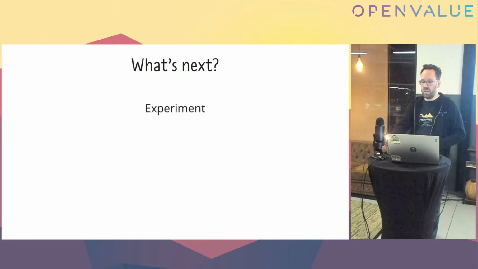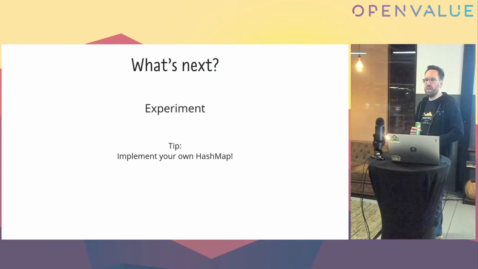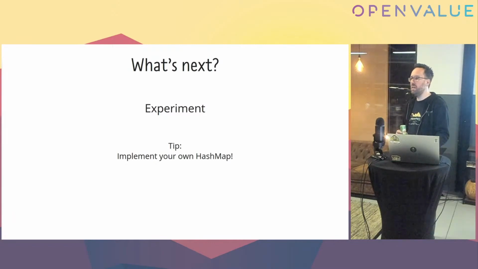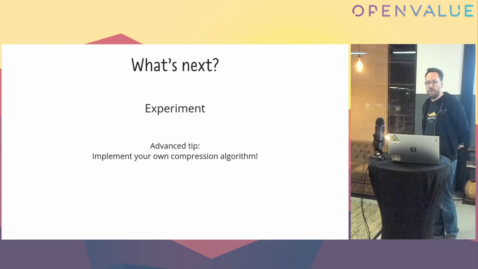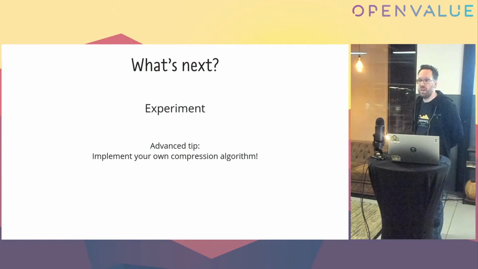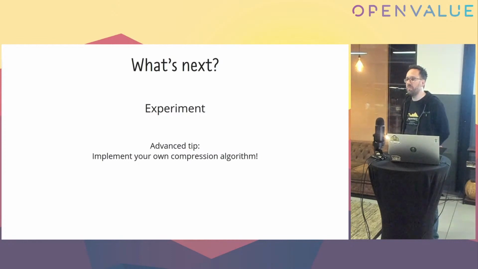Another thing you can do is actually experiment. So one thing I did during my studies is implement my own hash map. Because I was using a language that didn't have one and I needed one, so I implemented my own. And that was actually a fun thing to do. What language was that? Sorry? What language was that? That was Delphi. Or you can even, if you really want to dig in, you can implement your own compression algorithm. These algorithms are pretty cool and fun to dive into.